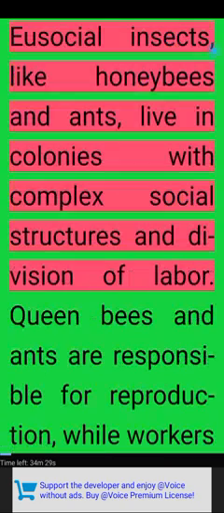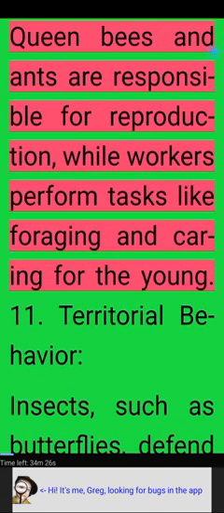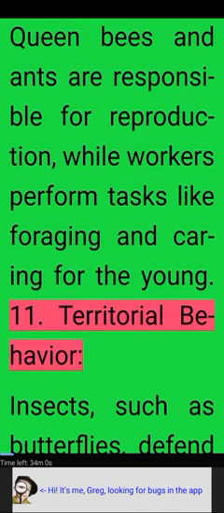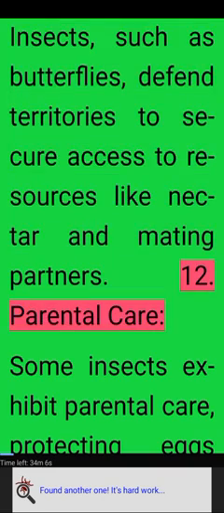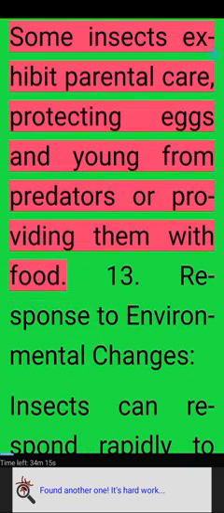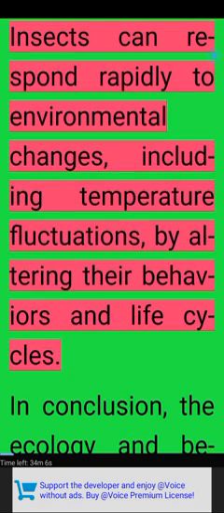10. Eusociality. Eusocial insects, like honeybees and ants, live in colonies with complex social structures and division of labor. Queen bees and ants are responsible for reproduction, while workers perform tasks like foraging and caring for the young. 11. Territorial behavior. Insects, such as butterflies, defend territories to secure access to resources like nectar and mating partners. 12. Parental care. Some insects exhibit parental care, protecting eggs and young from predators or providing them with food. 13. Response to environmental changes. Insects can respond rapidly to environmental changes, including temperature fluctuations, by altering their behaviors and life cycles.